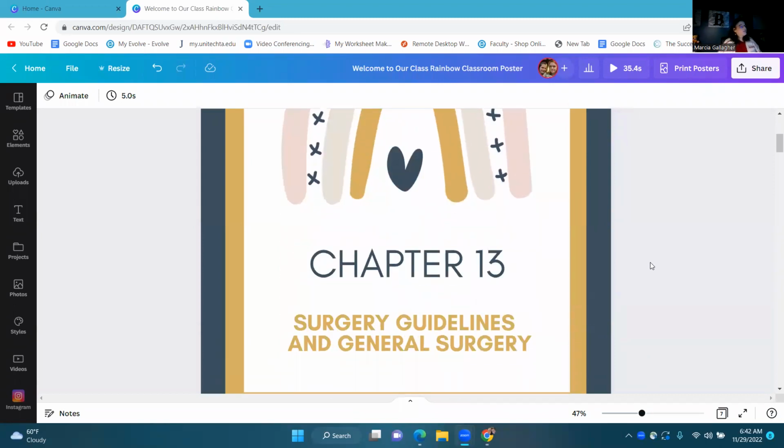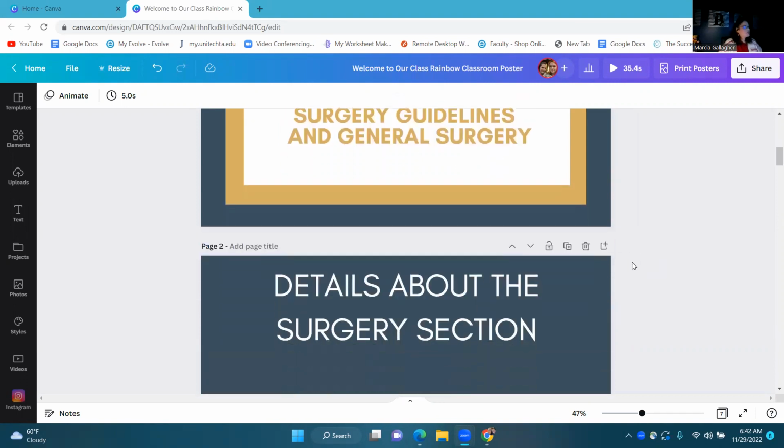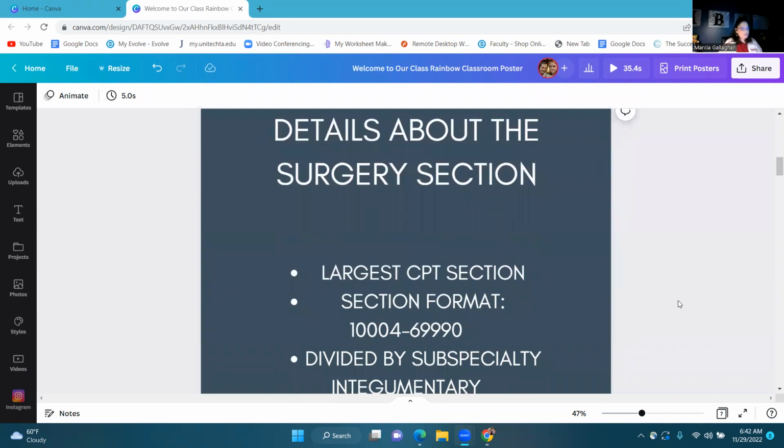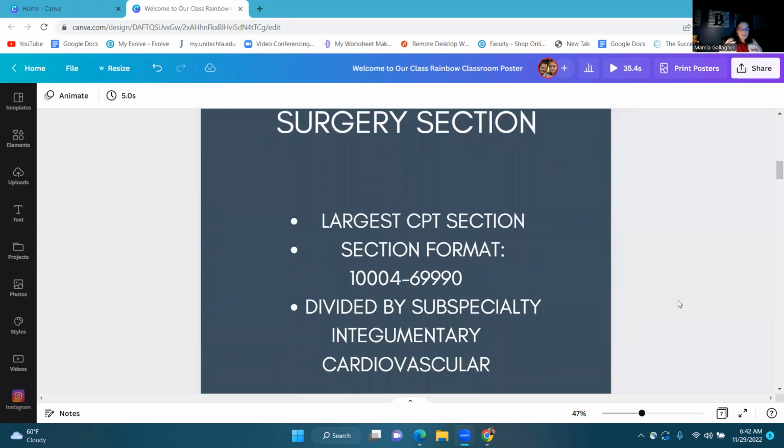Okay, Chapter 13 is Surgery Guidelines in General Surgery. Not the most exciting chapter, but let's just talk about the highlights of our chapter. So we're going to talk about some details about the surgery section. It's the largest CPT section.